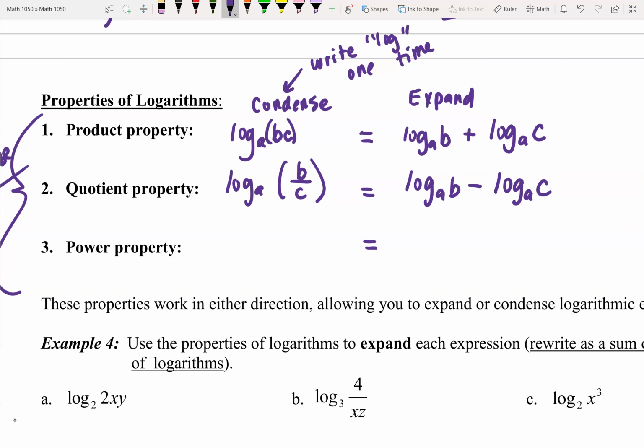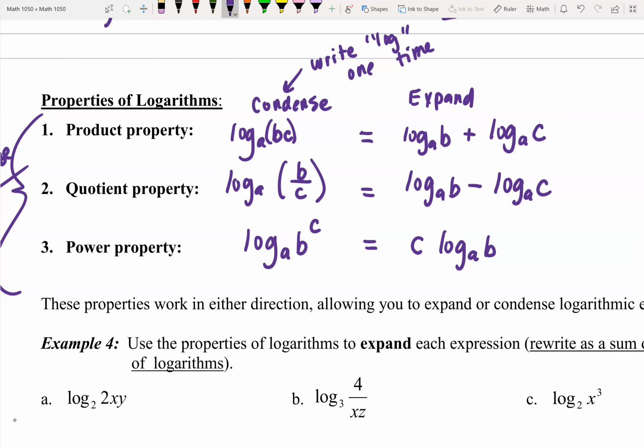The power property, this is at least the second time, if not the third time, that this property has been introduced to you. So this is nothing new. This is log base A of B to the c power. So it's a power property because that c is an exponent, right? To expand it, you just pull it in front. So it's c times log base a of b.